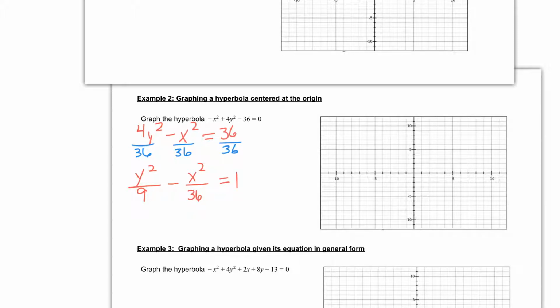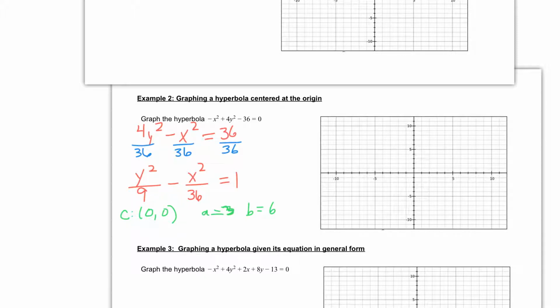So now that I have it in standard form, I can go ahead and graph. In order to graph, I need to know what my center is. So my center is my h and my k, and since we don't have anything here, it's going to be 0, 0. And then I need to know my a and my b values. My a value is always first in my ellipses, or in my hyperbolas. So my a value is going to be 3, and my b value is coming from here, the square root of it, which is going to be 6. So I know a is equal to 3, and b is equal to 6.